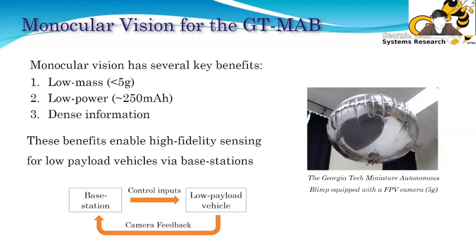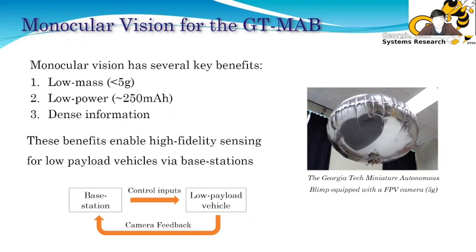So monocular vision has several very key benefits. It's very low mass. You can find cameras under 5 grams. It's very low power. You can find cameras that have less than 250 milliamp draw. And it provides very dense information. So these benefits really allow a high fidelity sensing, even for low payload vehicles that aren't able to carry very much weight. And oftentimes these are done through local base stations that do all the off-boarded computation necessary to do this kind of high fidelity sensing.